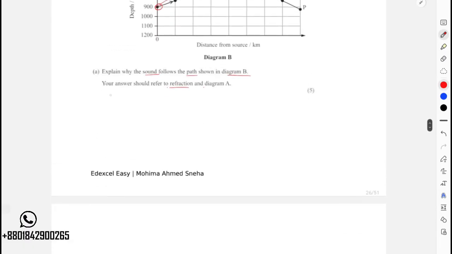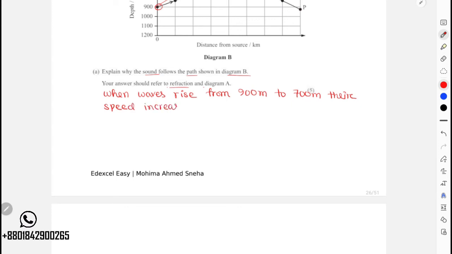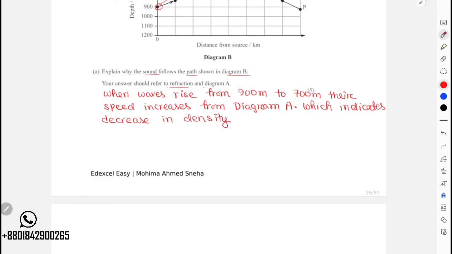We're going to write that when waves rise from 900 meter to 700 meter, their speed increases from diagram A. Okay, and due to this increase in speed, it indicates a decrease in density, right?